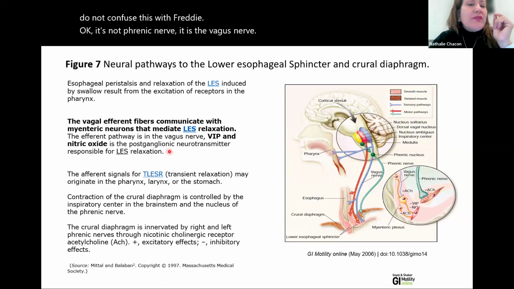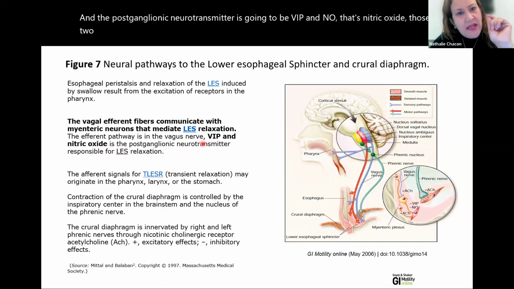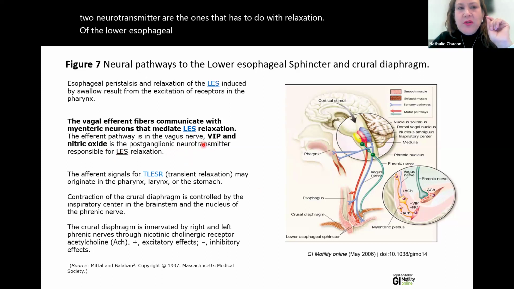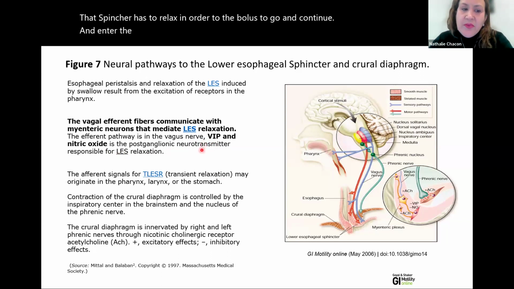And the postganglionic neurotransmitter is going to be VIP and NO, that's nitric oxide. Those two neurotransmitters are the ones that have to do with relaxation of the lower esophageal sphincter. Remember that when a person is swallowing, that sphincter has to relax in order for the bolus to continue and enter the stomach. Any questions so far? Because this is a key concept.